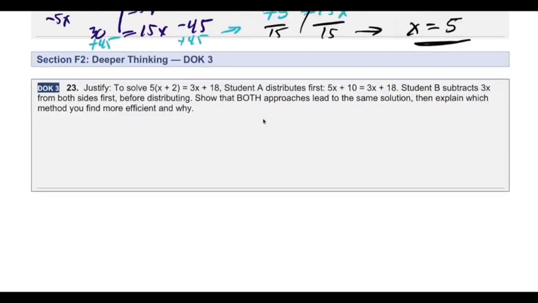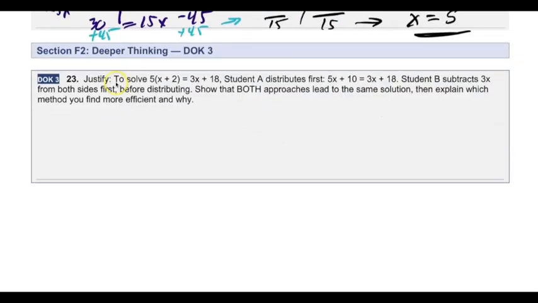So there we go. Last one. Justify to solve: 5 times (x plus 2) equals 3x plus 18. So in A, distribute first: 5x plus 10 equals 3x plus 18. So in B, subtract 3x from both sides first before distributing. Show that both approaches lead to the same solution and explain which method you find more efficient and why.